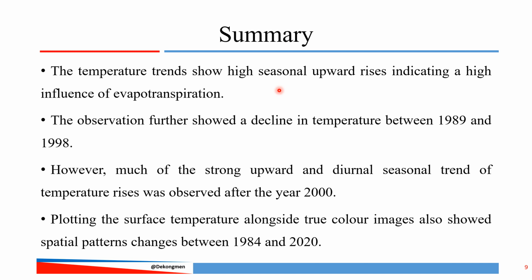Further results show that there was a decline in the earlier years of this analysis, that is between 1989 and 1998. However, much of the strong upward and seasonal trend of the temperature rise was observed after the year 2000. Plotting the surface temperature through color images also shows spatial pattern changes between 1984 and the year 2000.